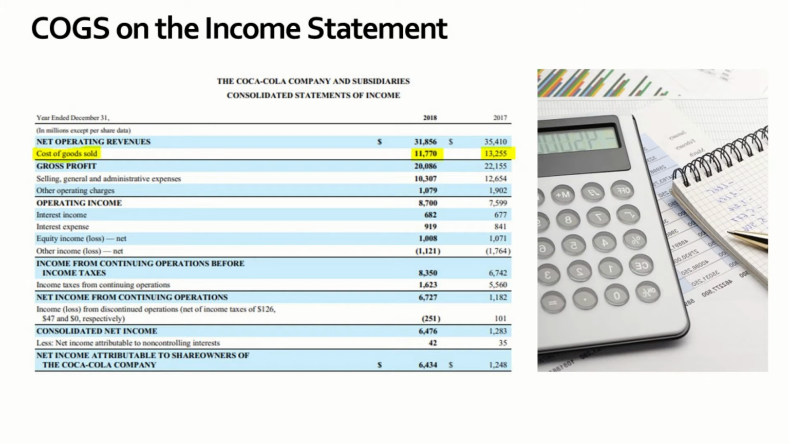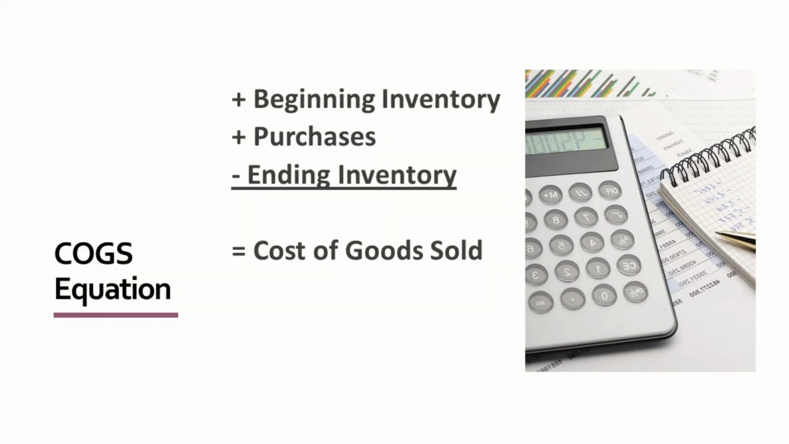For Coke in 2018, the $11.8 billion of COGS represents 36.9% of sales, and that implies Coke's gross margin for 2018 was 63.1%. That is, 100% minus the 36.9% COGS. So you can see, knowing either COGS or gross margin gives you the information to know the other.